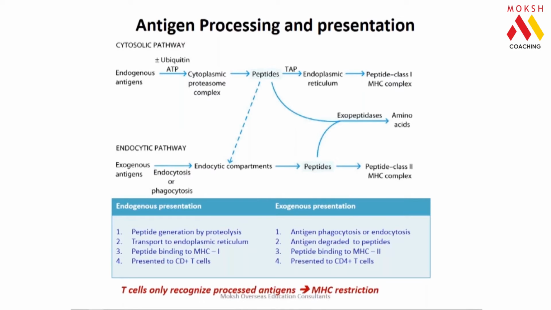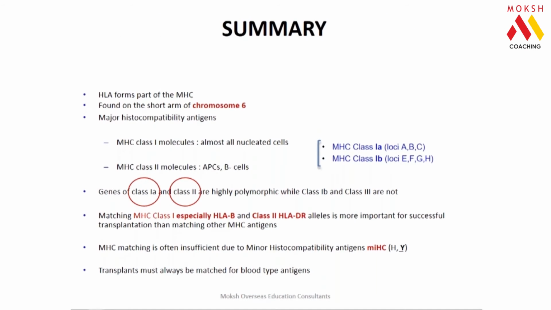The main difference between them is the route. Usually MHC class 1 is associated with endogenous antigens, whereas exogenous antigens are often processed by MHC class 2. This is very important, okay? So MHC class 2 is an exogenous route, whereas class 1 is an endogenous route. Class 1 molecules are going to interact with CD8 cells. Class 2 molecules are going to interact with CD4 cells. A brief summary: the genes for the HLAs are encoded on chromosome 6.